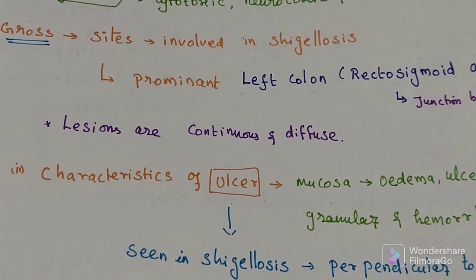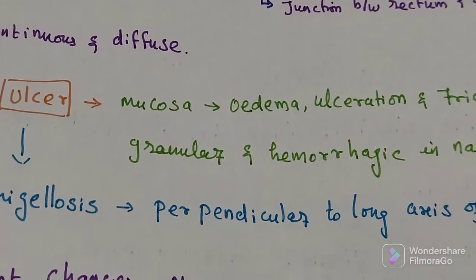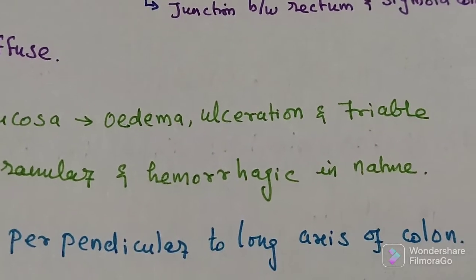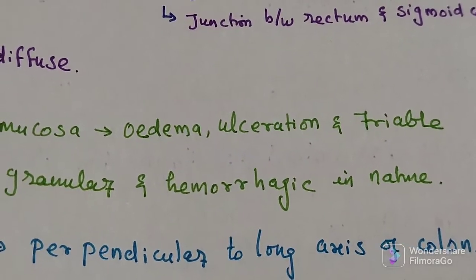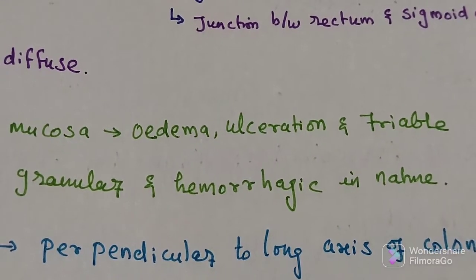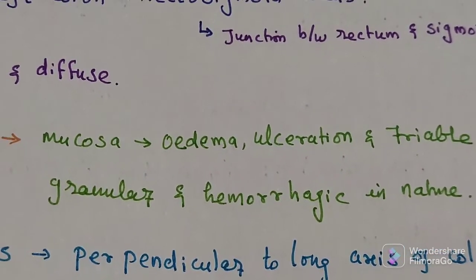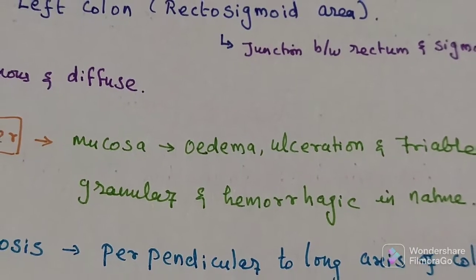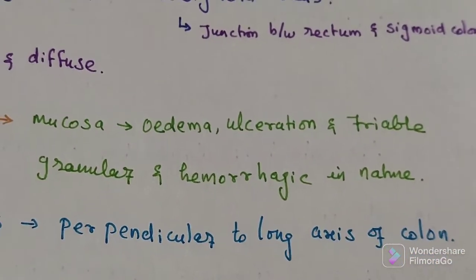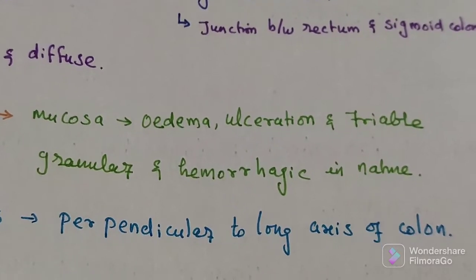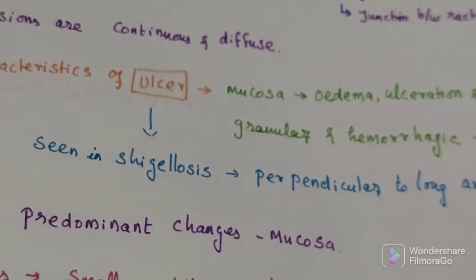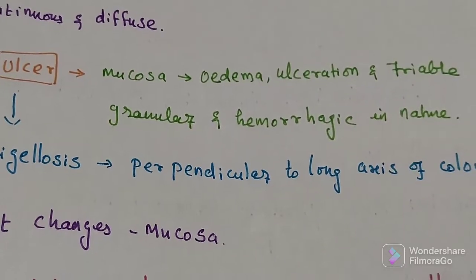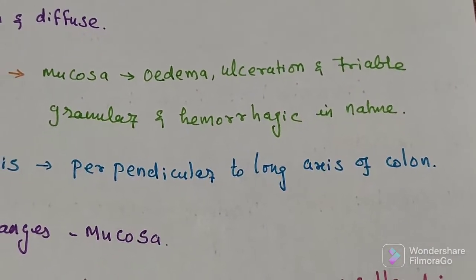Next, characteristics of the ulcer. First, it involves the mucosa, where there is edema and ulceration, and it appears friable, granular and hemorrhagic in nature. The ulcers seen in Shigellosis are perpendicular to the long axis of the colon.